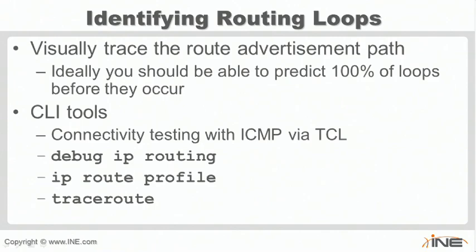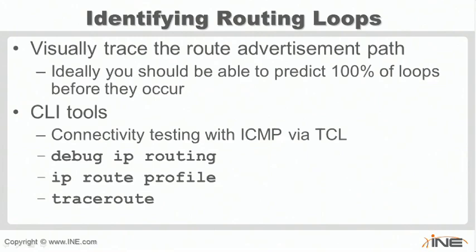We'll also look at the IP route profile feature, which is used to collect statistics on the routing table and then tell us how many changes are happening over a certain period of time. So if we look at the result of the IP route profile statistics, and we see that within the past minute there's been 1,000 changes in the routing table, then that most likely means that the routing topology is not stable.